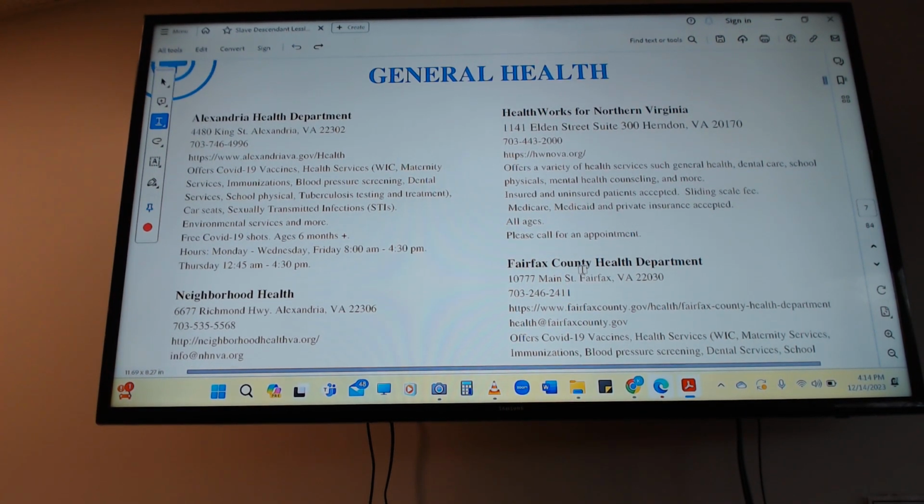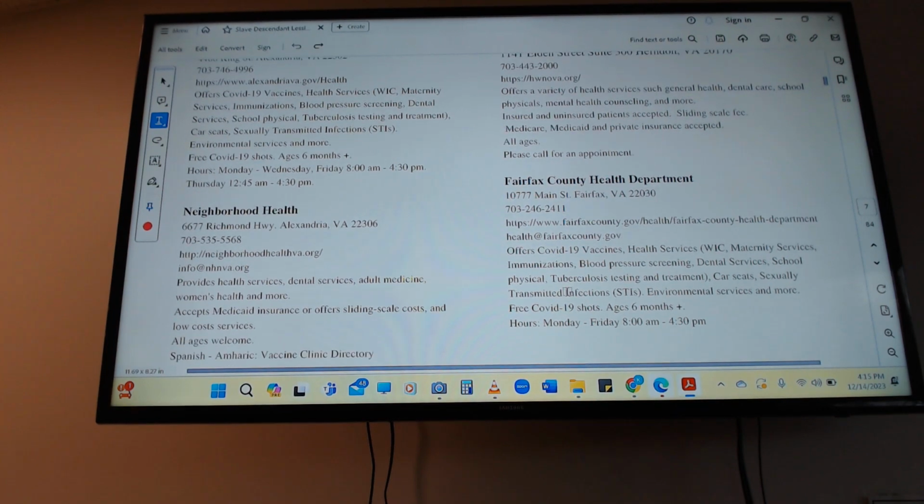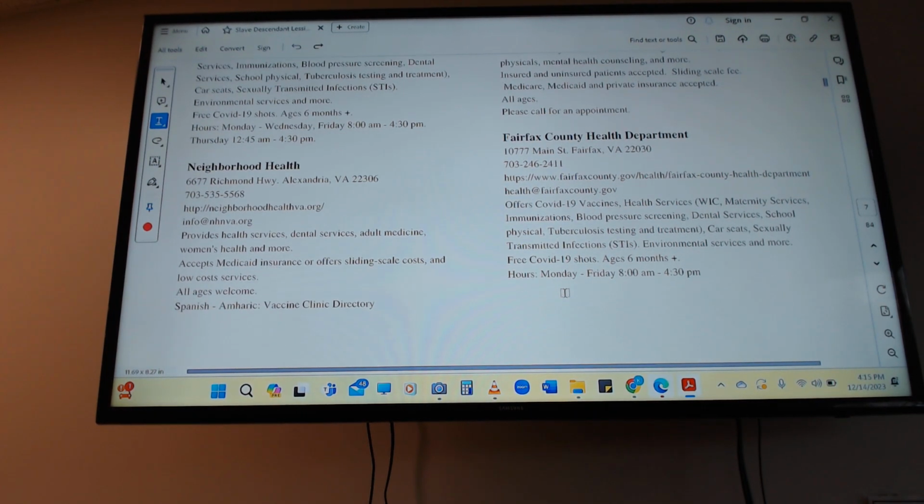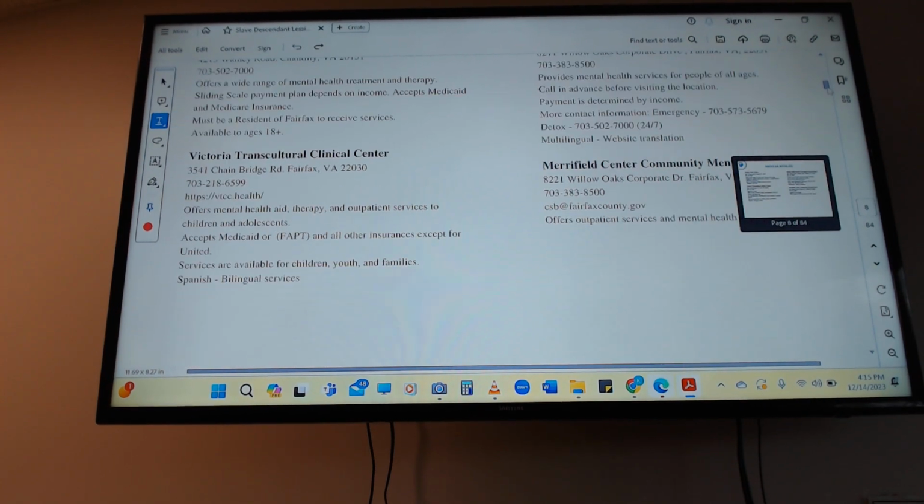So, general health, they have Alexandria Health Department. So this right here says services, immunization, screening, dental, the health department. And I don't see where it says they are only helping one particular group of people. Okay? HealthWorks Northern Virginia. I'm not going to go too long on these things, but you know what I'm saying. Get your community book and start putting your book together.